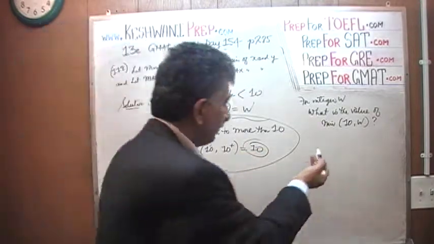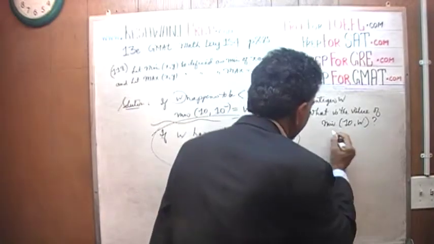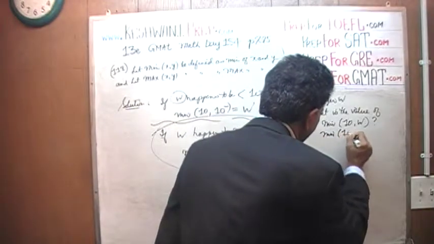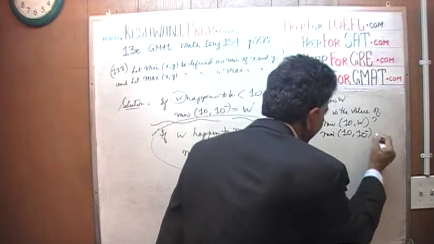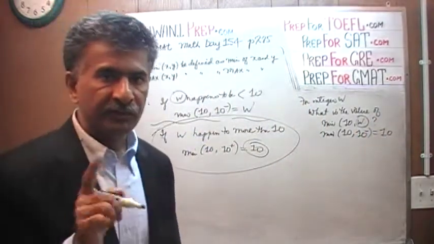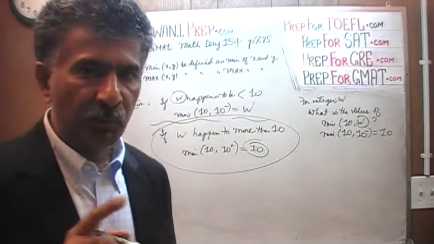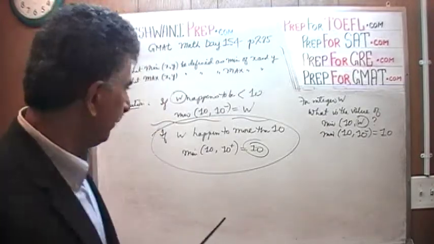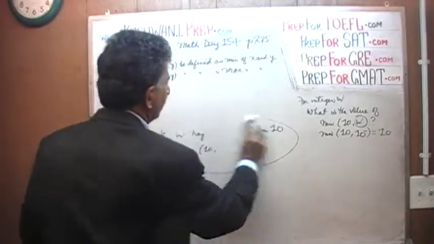What's the minimum value of 10 and something more than 10? The answer is 10, in which case we don't need to know w. So all we have to establish here is whether w is more than 10 or less than 10. Let's see what they tell us, shall we?